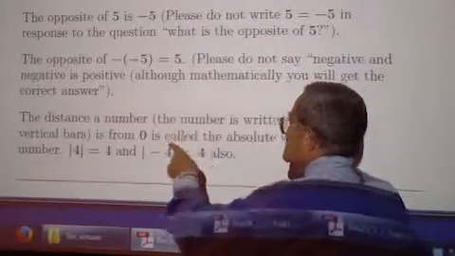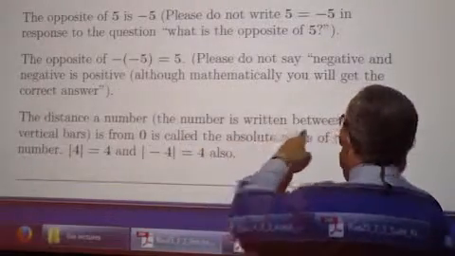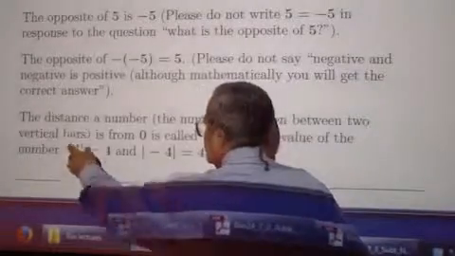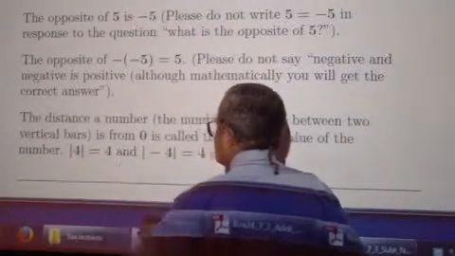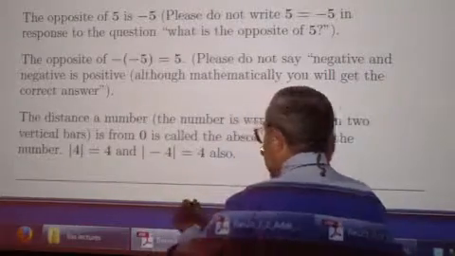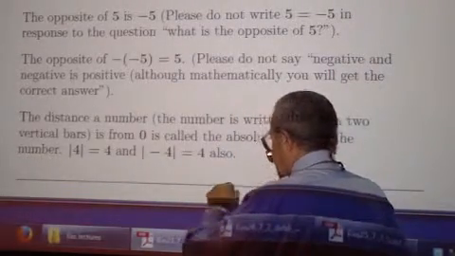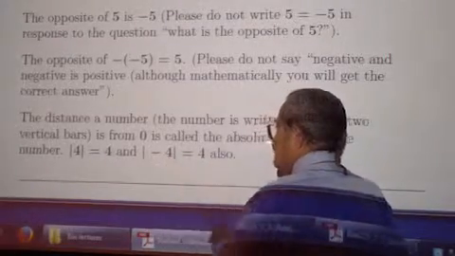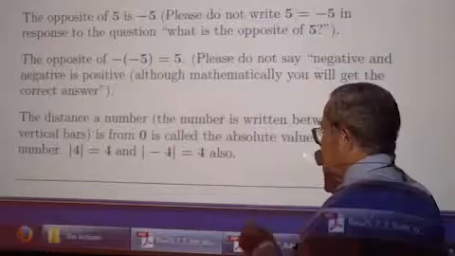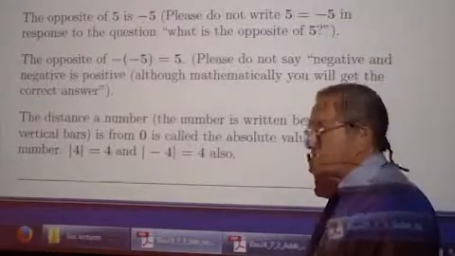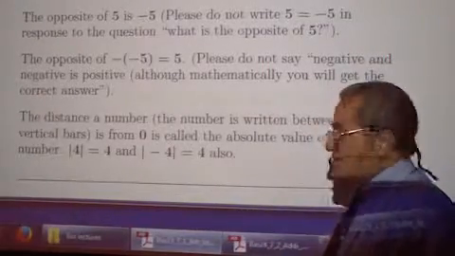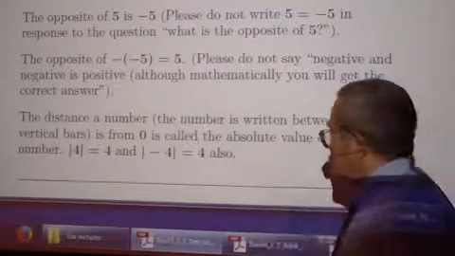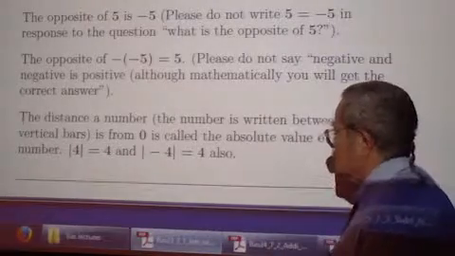The distance a number is from 0 is written between vertical bars. The number 4 is 4 units from 0. The number -4 is also 1, excuse me, 1, 2, 3, 4 units from 0. So the absolute value is never a negative number. There is an algebraic way of defining absolute value, but that's beyond what we are supposed to do. I have to hold my arm back not to show you that. So I'm holding my arm back.